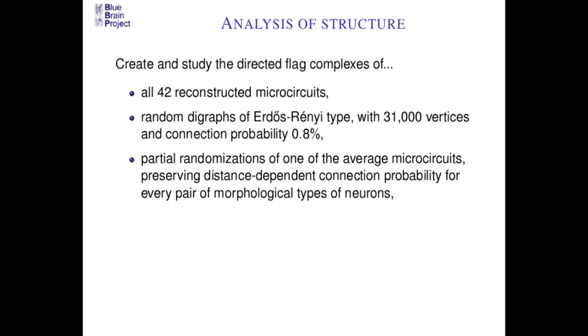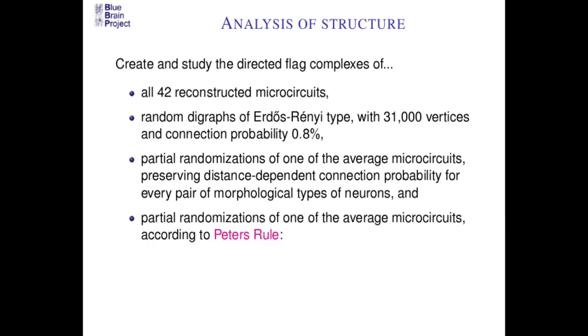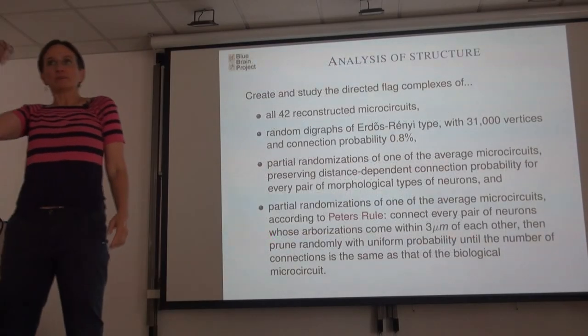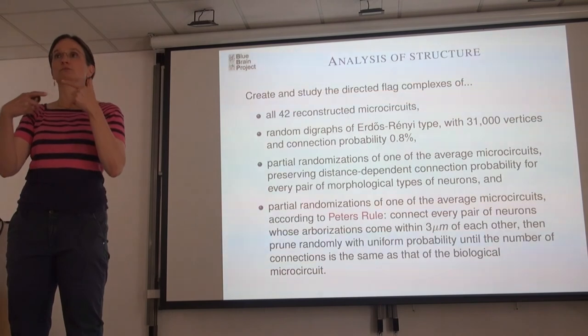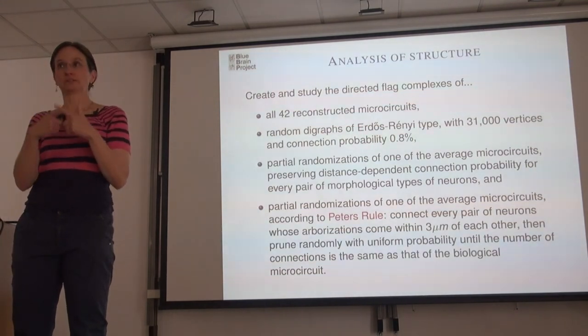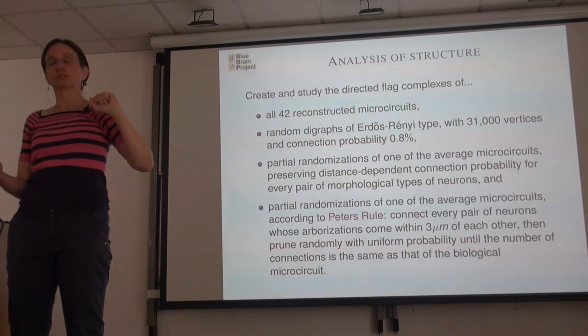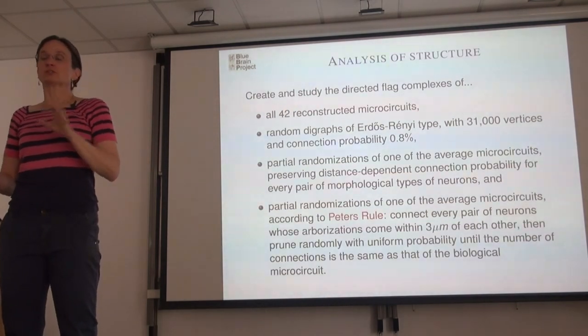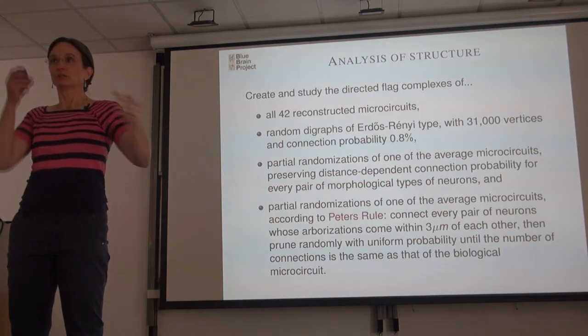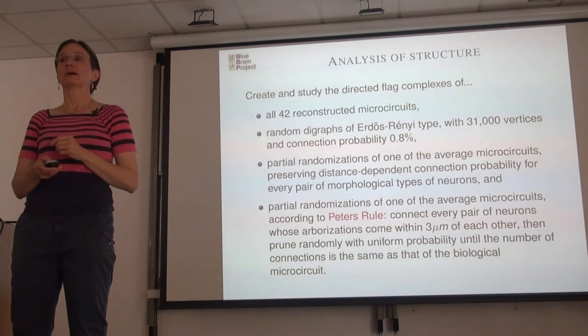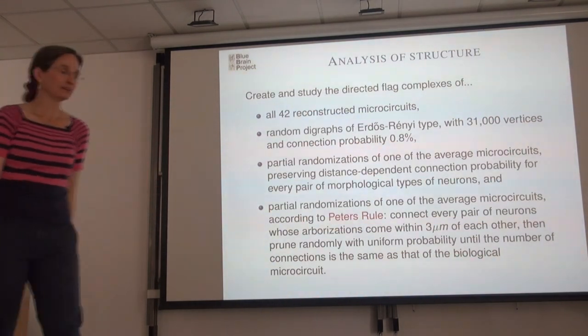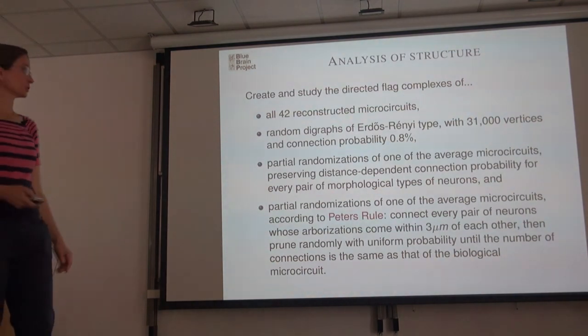And then we did another randomization, also starting with the same positions of the neurons in space, with something called Peters' rule, which was invented by a neuroscientist who figured this was the way neurons connected. He said that if you have a pair of neurons such that the axon of one comes within 3 microns of the other, then there's a chance that you can form a synapse there. And instead of going through the complicated four-step pruning procedure that was used for reconstructing the Blue Brain microcircuit, we're just going to apply some uniform probability to prune away connections until we have the right number of connections. So just something purely mathematical with no real biological meaning.